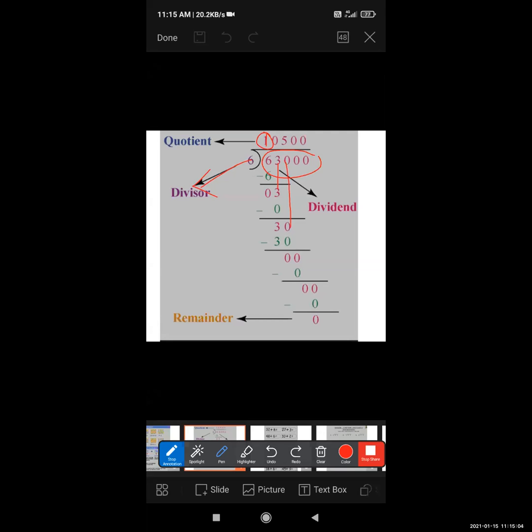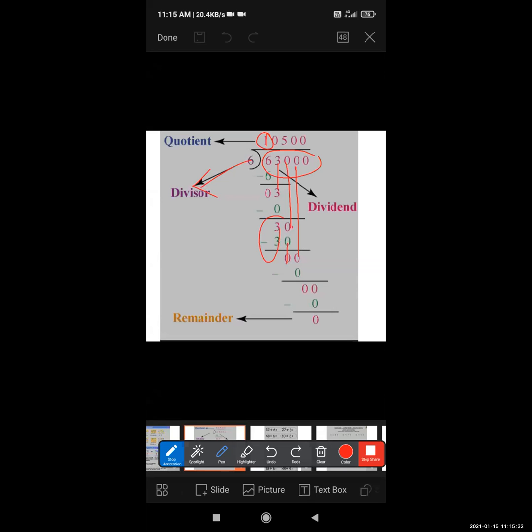In the table of 6, 30 is there. Yes. 6 5s are 30. So 30 minus 30, what? 0. No need to write 3 minus 3. It is already 0. So write only this 0. And next 0 you want to take downside.